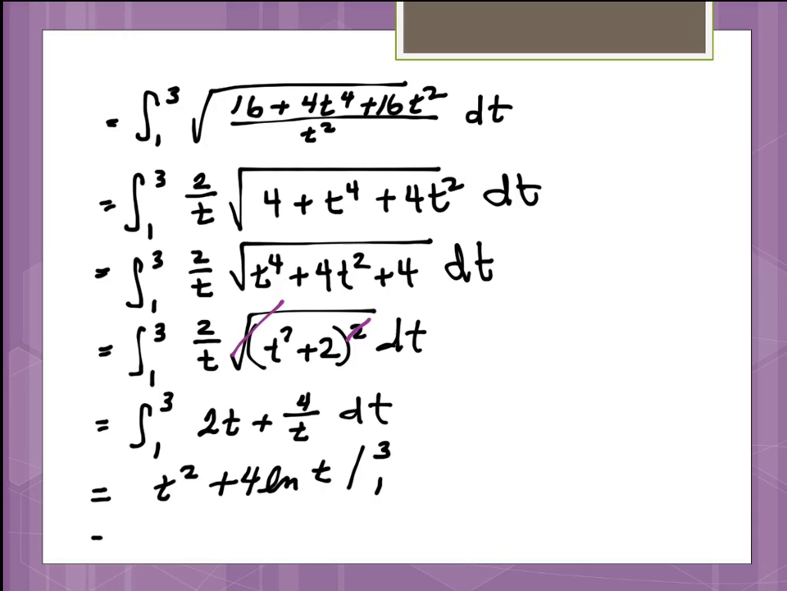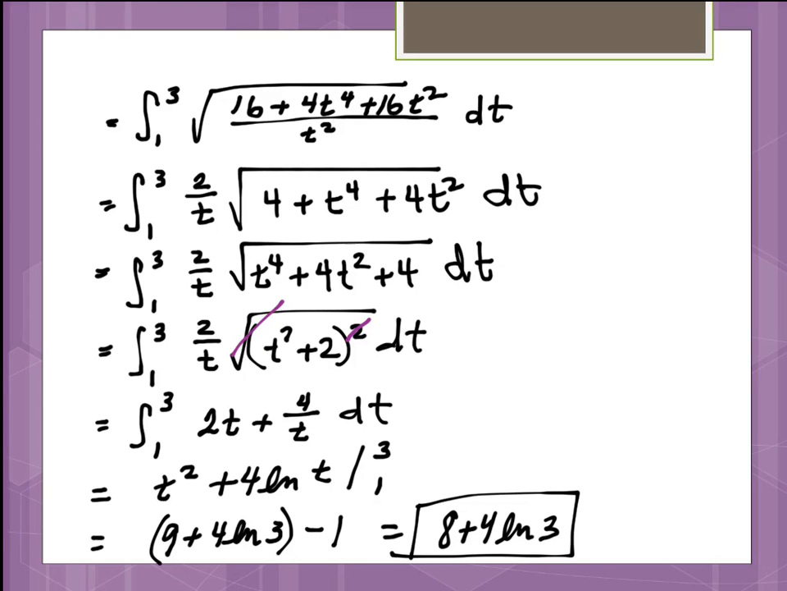Okay, so what do I have? 9 plus 4 natural log of 3, minus what? 1, which gives me a grand total of 8 plus 4 natural log 3. Is it natural log of 1, 0? Yes, it is. Natural log of 1 is 0.